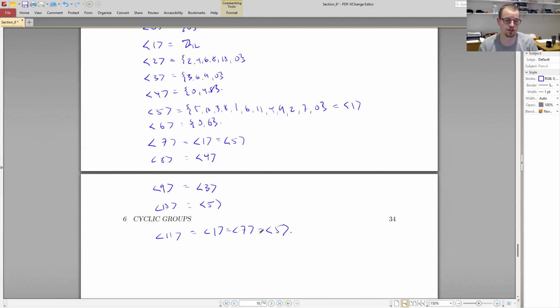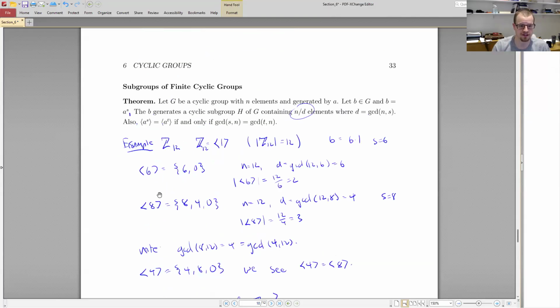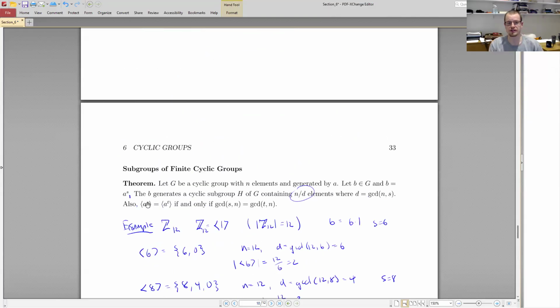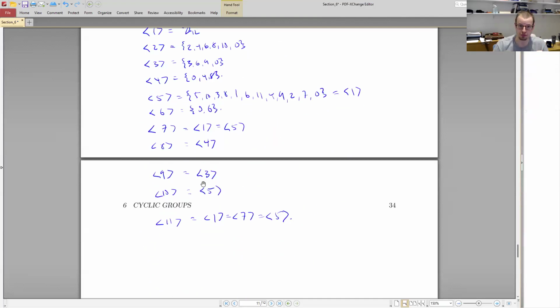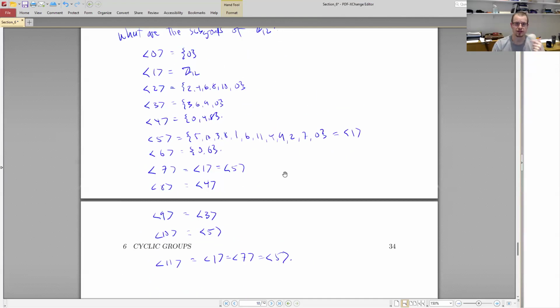Excellent. So we find that it should be relatively easy for us to find the generators. In particular, if S is relatively prime to n, the size, then a to the s is also a generator for the whole group. All right, so now we can look at things that are subsets of one another, right?